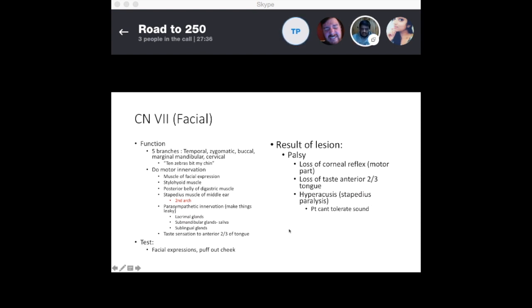Basically, this is a tiny muscle, and it just stabilizes the stapes bone in your ear, and it exits the skull through the internal acoustic meatus.